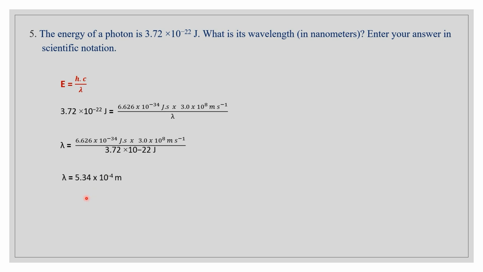This is in meters, 5.34 times 10 to the negative 4 meters. And the conversion is 10 to the power 9 nanometers equal 1 meter. If you multiply this number by 10 to the power 9, you can convert meters into nanometers. This is 5.34 times 10 to the 5 nanometers wavelength for this photon.